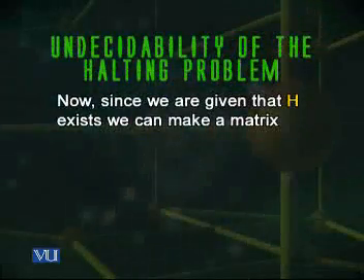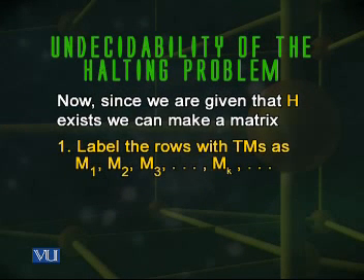An entry tells us whether this particular Turing machine, which labels the row, accepts the description of the Turing machine that labels the column. So that's our matrix M. Let's continue now. What we can do is look at the behavior of this hypothetical Turing machine H that we said exists and make another matrix.